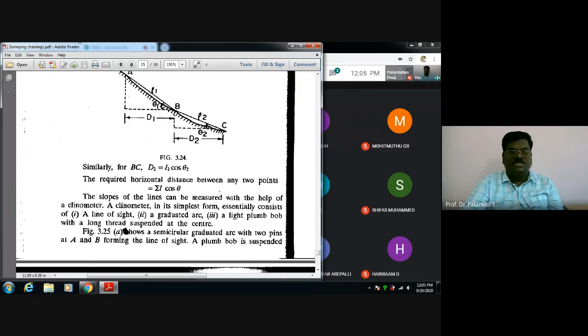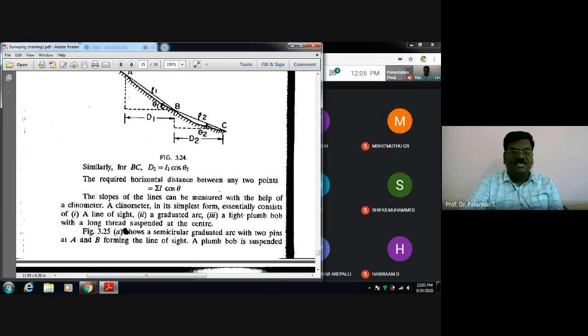The device is called a clinometer. Sometimes in competitive exams, in objective questions, you will be asked what is a clinometer. The clinometer is a device used to measure slope. That is the kind of question I have come across. Sometimes somebody will ask what a clinometer is. So please remember, this device is called a clinometer.